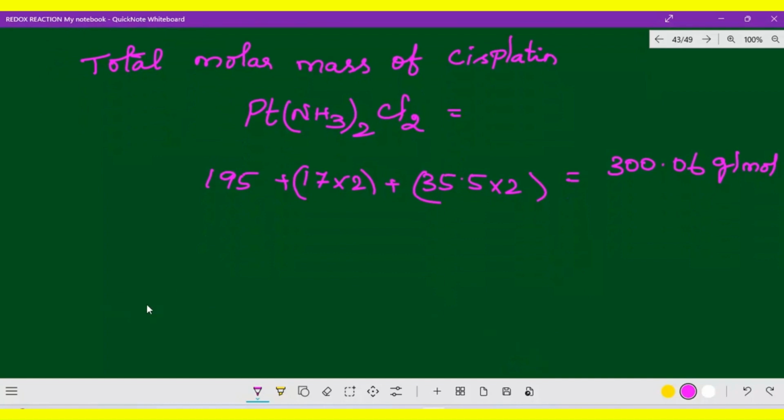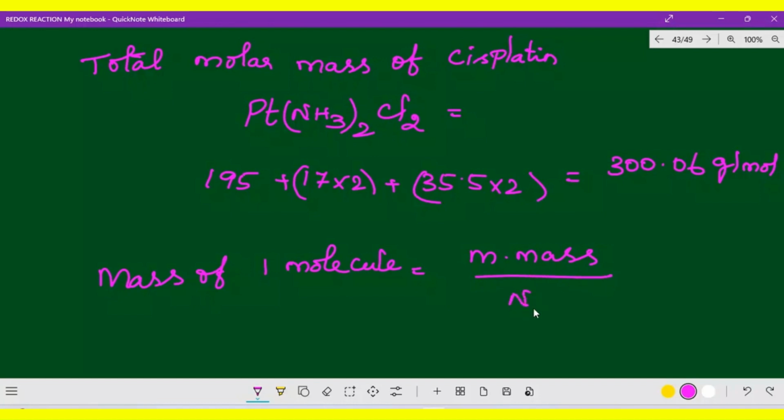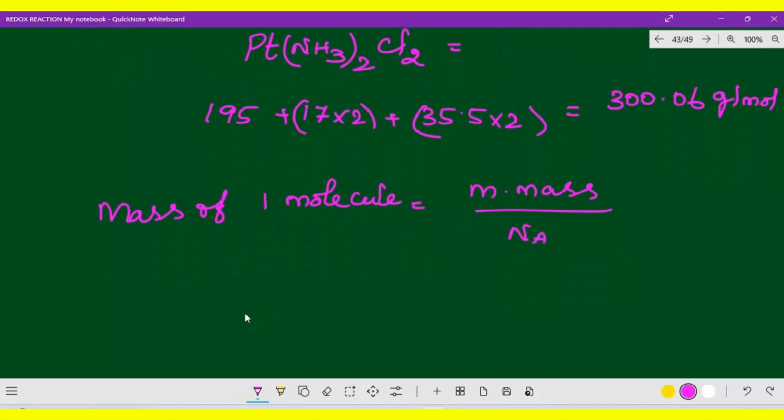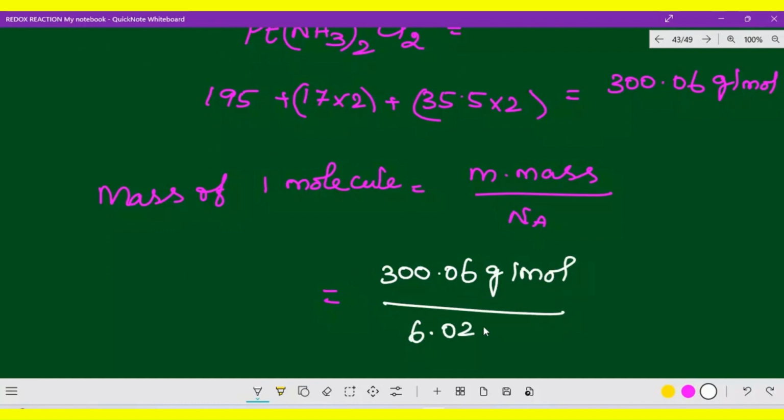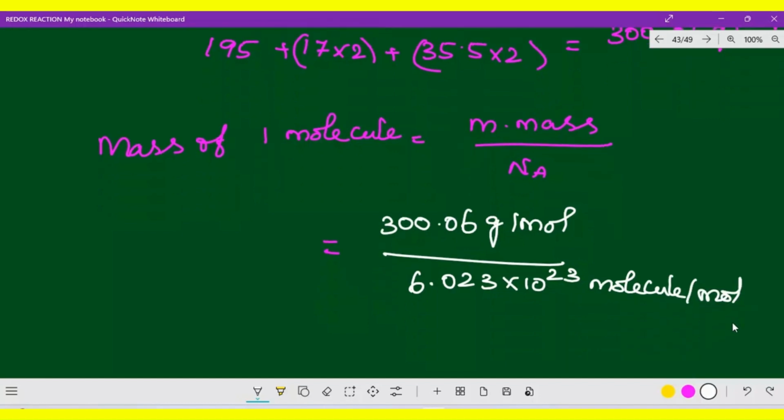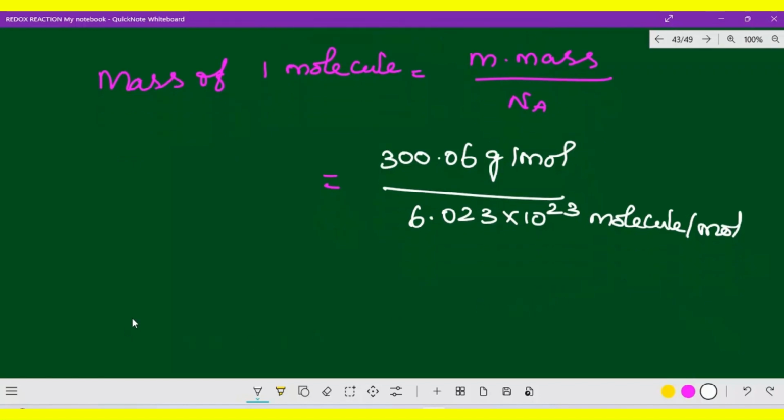Now, mass of one molecule. This is very simple: molar mass divided by Avogadro number. So you just apply the value here: 300.06 gram per mole divided by Avogadro number 6.023 into 10 to the power of 23 molecules per mole.